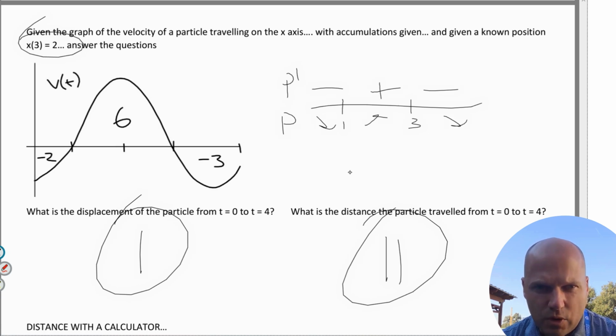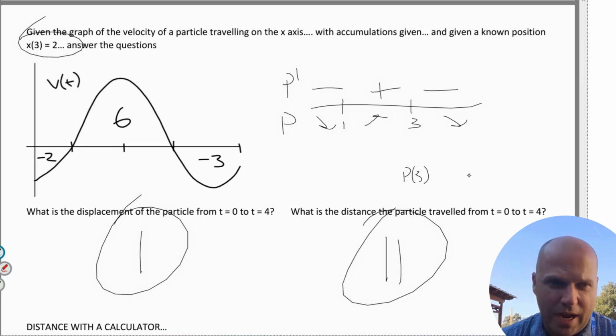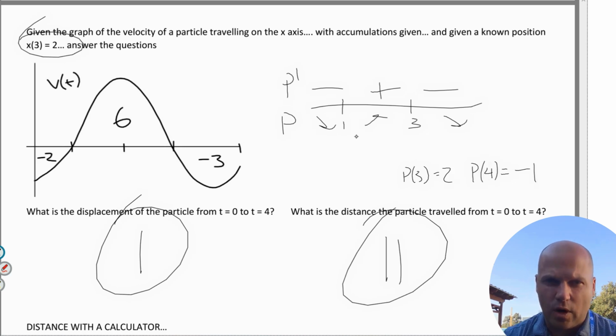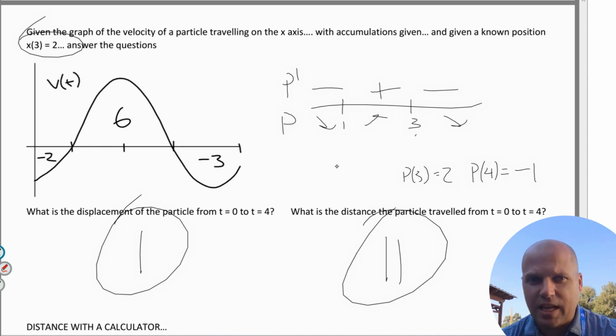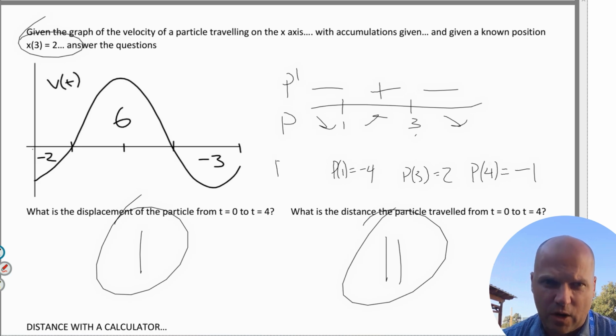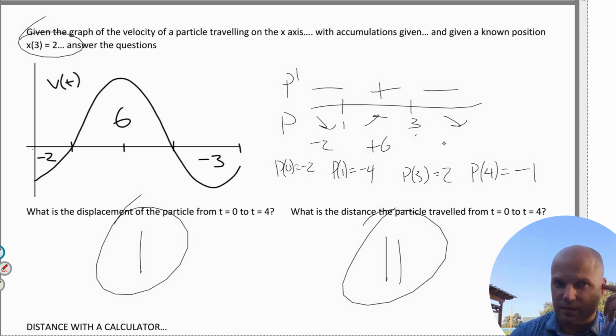Sure, maybe you could go, and many of you need practice, finding your position at time 4. Well, the position at time 3 is 2. Position at time 4 is -1. If I increase 6 to get to 2, I must have come from -4. If I decrease 2 to get to -4, I must come from -2. -2 minus 2 is -4, plus 6 is +2, minus 3 is -1. All these numbers work with each other.